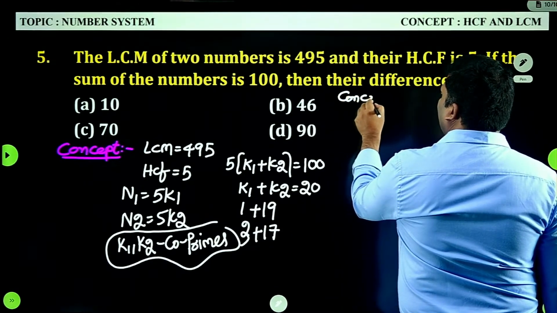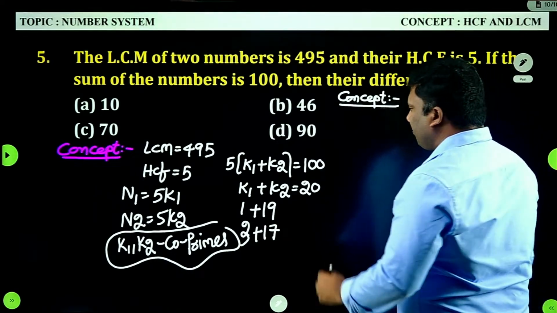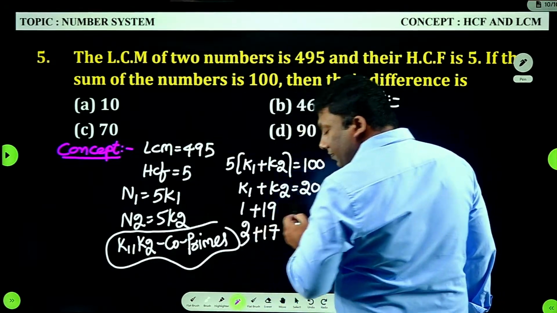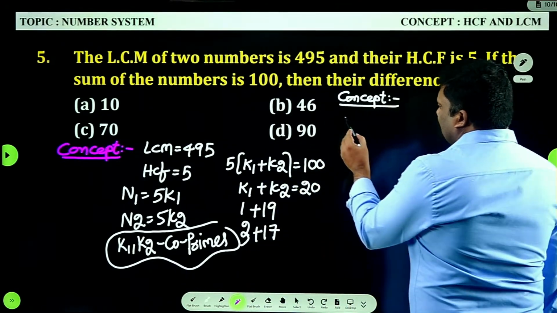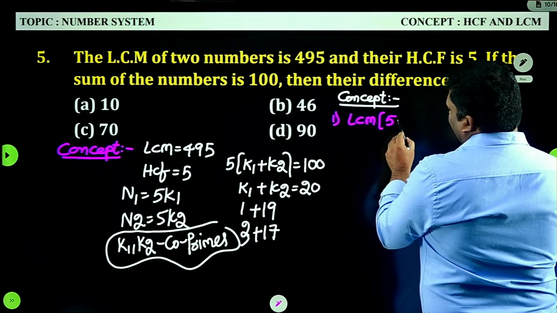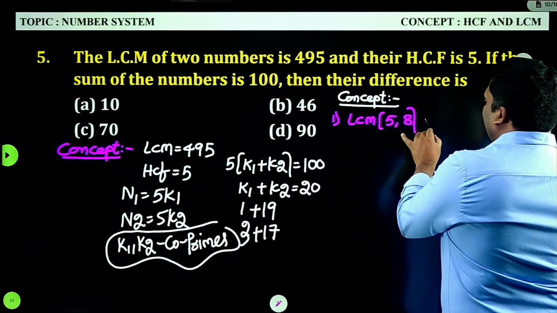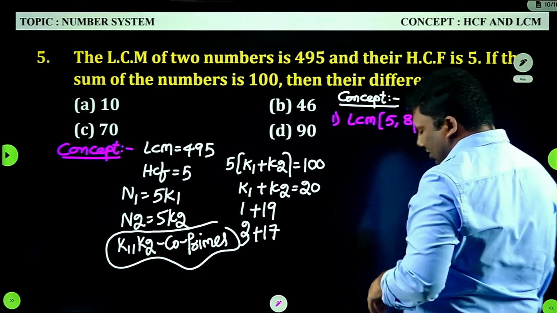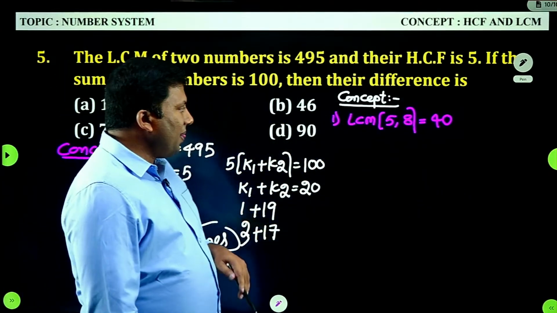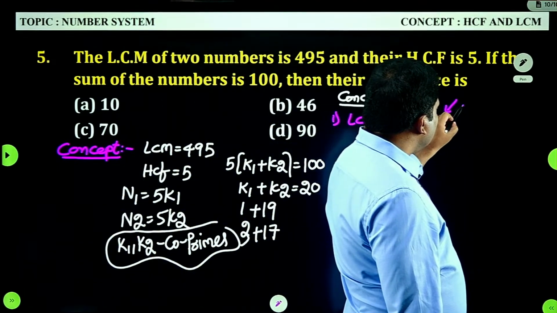There is a beautiful concept. Two concepts I will explain, which we are going to use. What is that concept? LCM of 5 and 8. 5 and 8 are co-prime numbers. LCM is their product. LCM is 40. Now listen carefully. On the right hand side, LCM is divisible by 5.